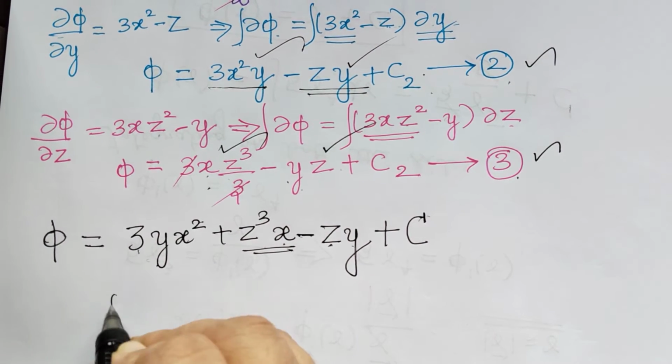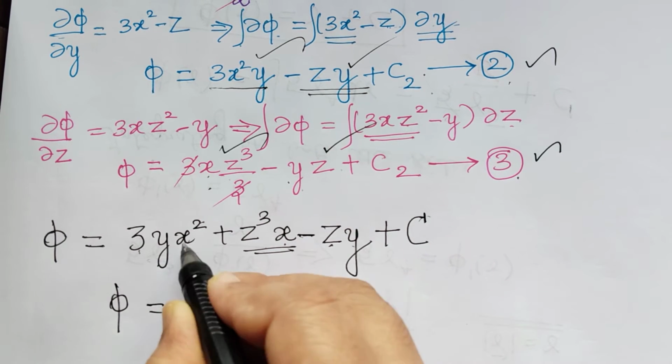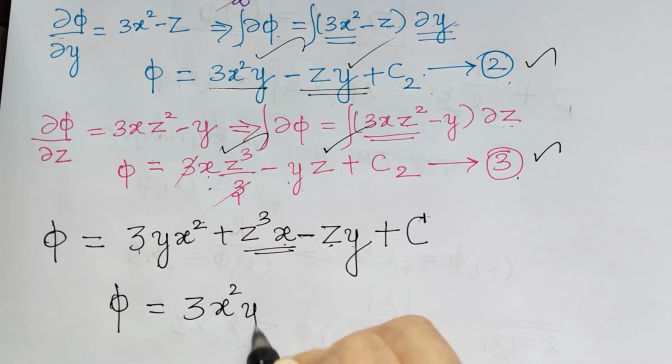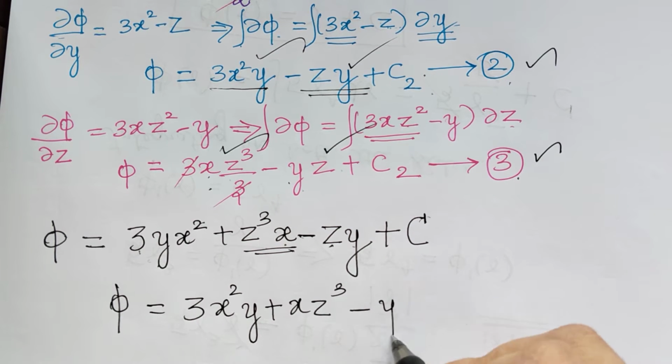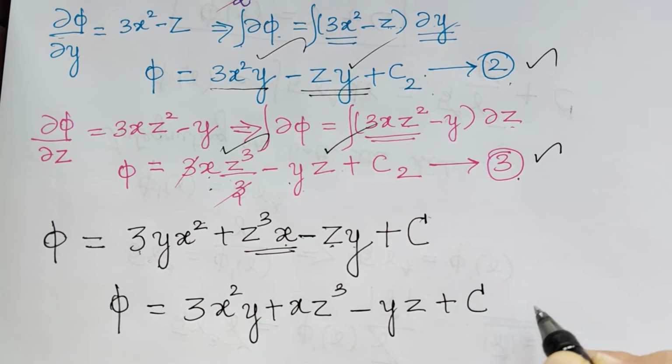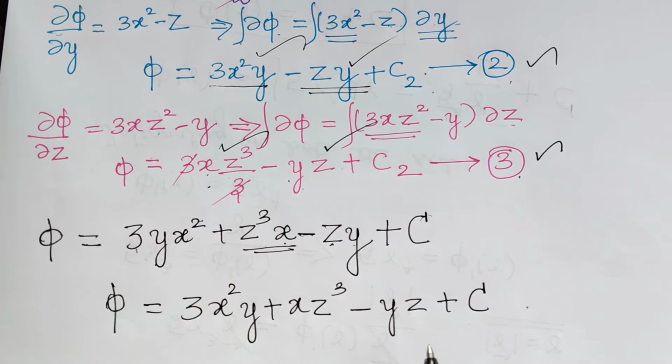So I'm just rewriting the solution. Phi is equal to 3, in order of powers, x squared y plus xz cubed minus yz plus c. So this is the general solution. Hope you have understood this.